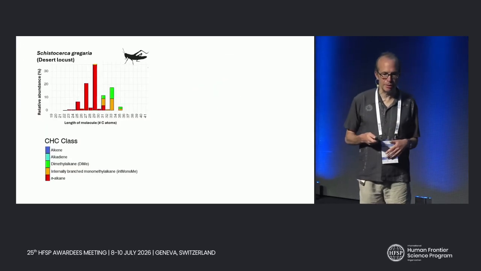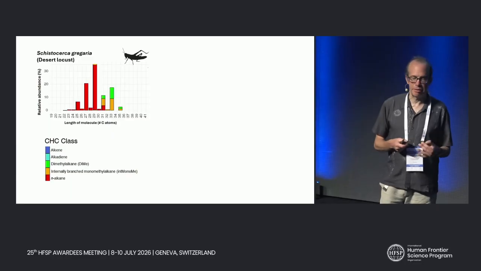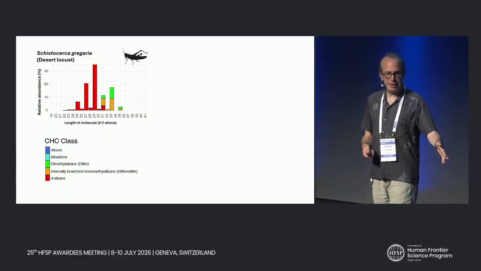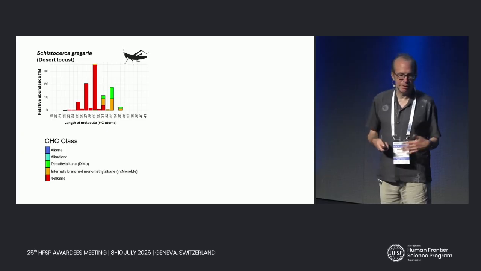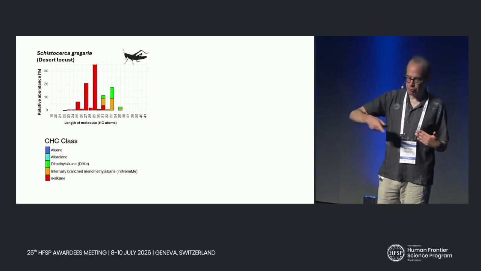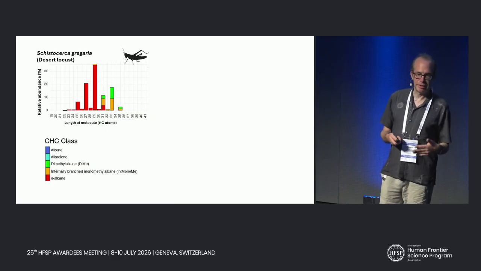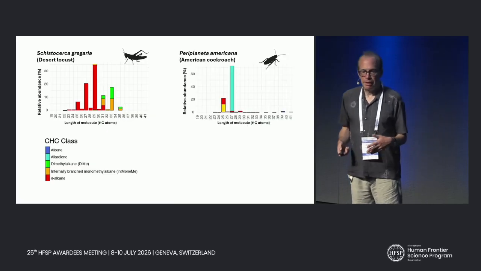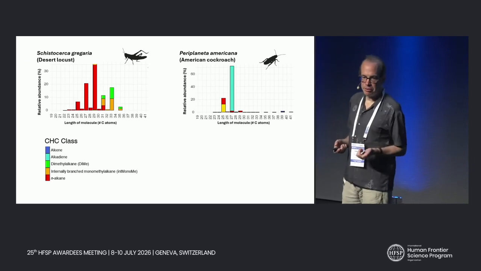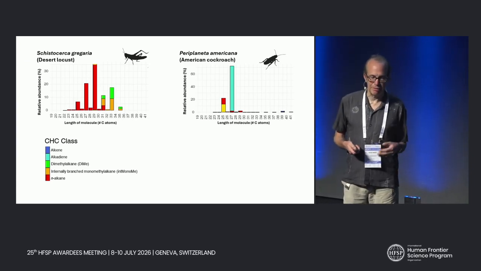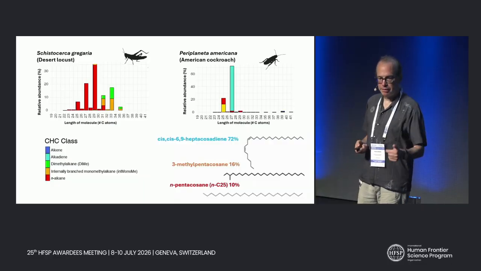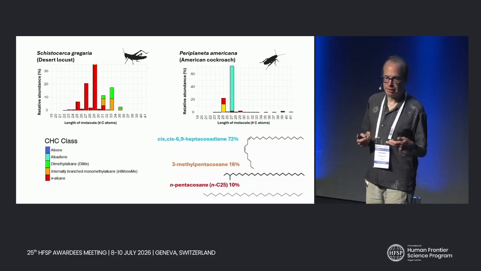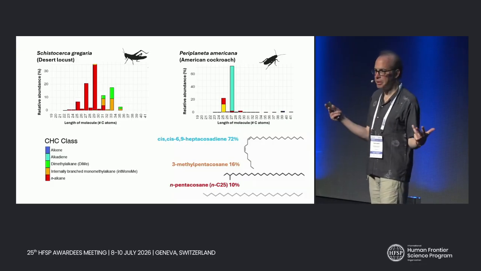To give you two more examples, this is a desert locust, which is one of our model systems. What you see here on the x-axis is the length of the molecule as the number of carbon atoms. And you see that most of that is actually the red. It's n-alkanes, so unbranched alkanes. And there's also some branched alkanes with one or two methyl groups. Another model system of ours is the American cockroach, where more than 70% is just a single compound. It's this alkadiene. And then there's a methyl-branched alkane and then an n-alkane. I just wanted to introduce how incredibly diverse that is.